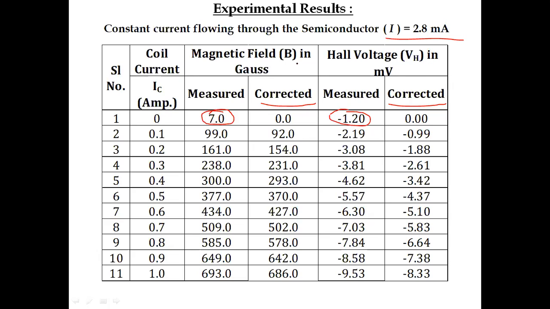Now out of B and VH, which one is independent? We know that to observe the Hall effect, B is essential. If B is present, then only VH will be observed. So VH depends on B. Therefore, the independent quantity is B. Therefore, we plot B along the x-axis, VH along the y-axis. How will you plot? Let's try.